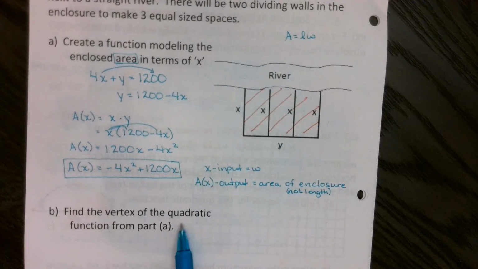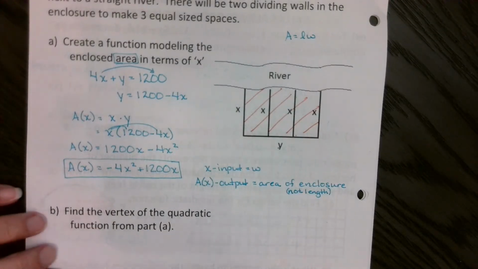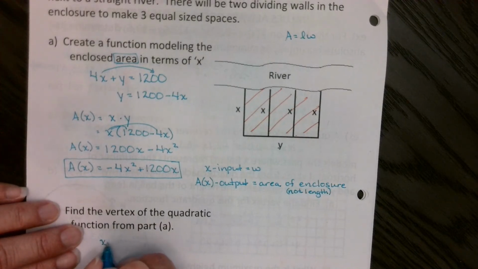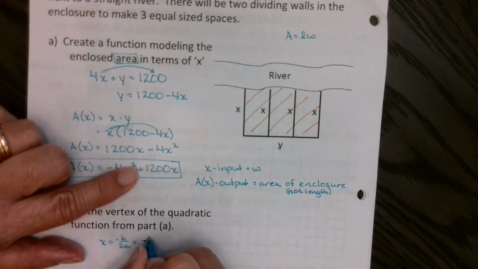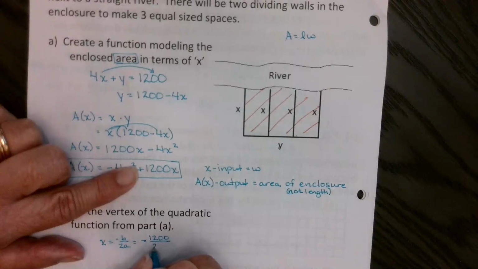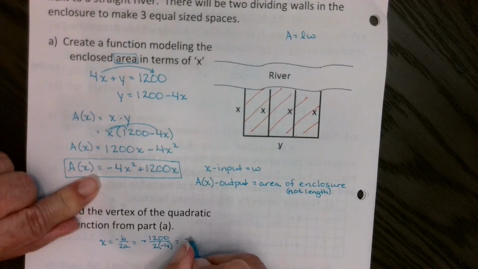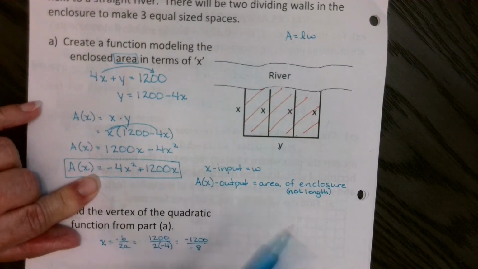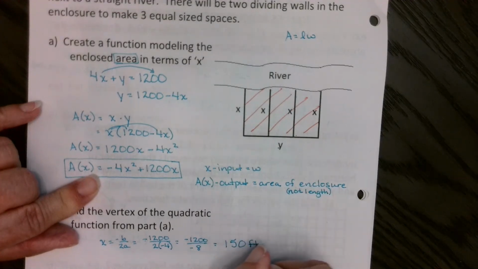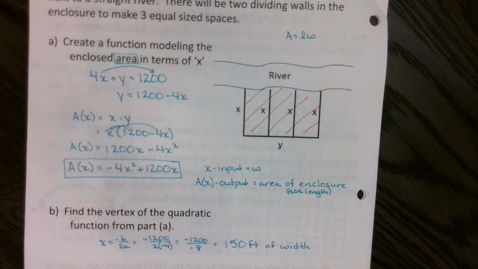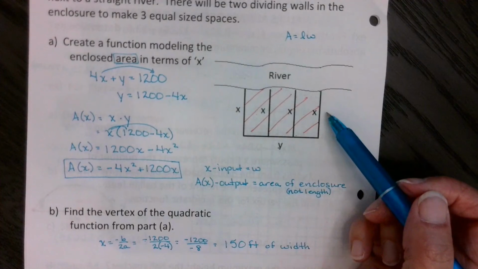All right, find the vertex of the quadratic. Well, we're going to do the same thing. x equals negative b over 2a. So we have negative b, which is 1,200, over 2 times our a, which is negative 4. This is negative 1,200 divided by negative 8. When you divide that out, you get 150 feet of width. Okay, that's how wide it is. That's our x's. So each one of these is 150 feet.